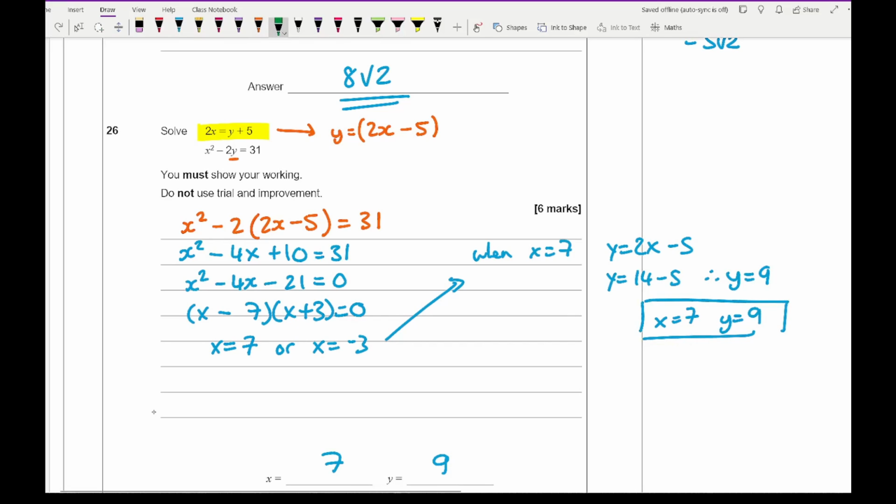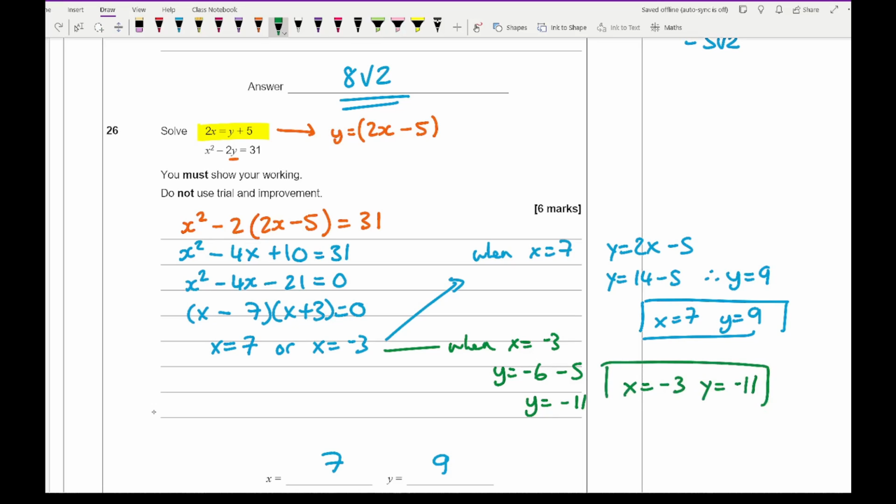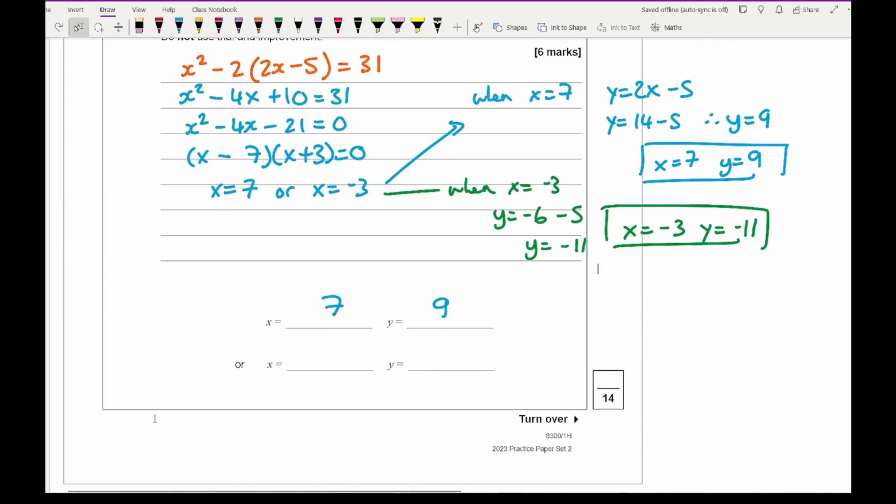And then when x equals minus 3, y is going to equal 2 times minus 3, which is minus 6, take away 5, so y equals minus 11. So my second set of values are x equals minus 3 and y equals minus 11. So then in the answer box, all I need to do is just write minus 3 and minus 11.